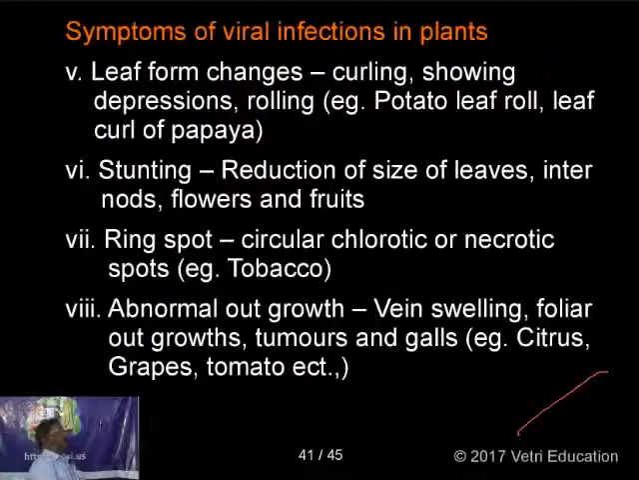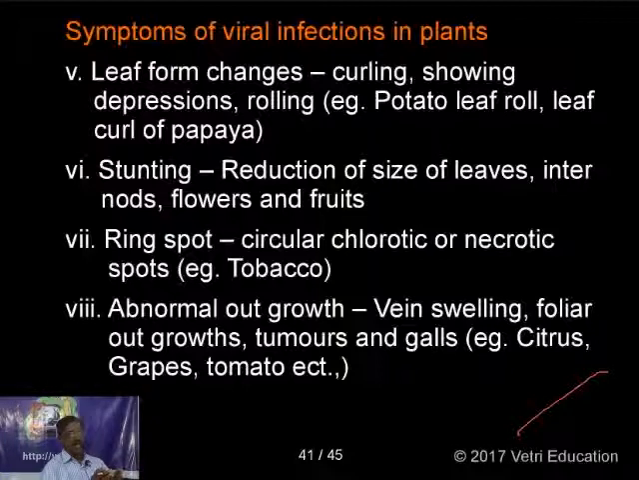And leaf form change. If you see a normal plant and an infected plant, in the infected plant the leaves may show curling, depressions and rolling. So these symptoms you can find. Examples are potato leaf roll and leaf curl of papaya.